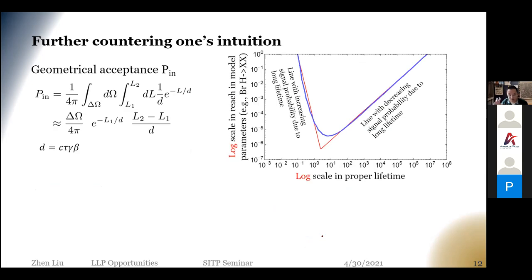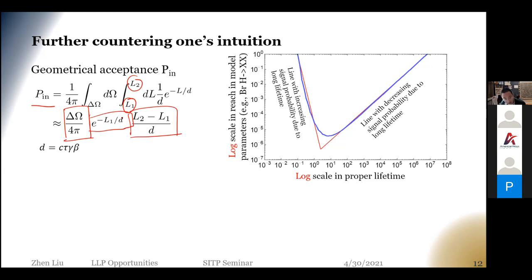But let's briefly examine our intuition here. Let's start with some basic math. The probability for a long-lived particle, once produced at the LHC, to decay within any sub-detector with inner radius L1 and outer radius L2 can be described by the following formula. Let me assume it's isotropically produced. So basically the first factor gives the angular acceptance of the detector. Then in the long lifetime limit, I can expand the second term as the decay probability within the sub-detector and the initial flux when I enter a sub-detector within the radius L1.